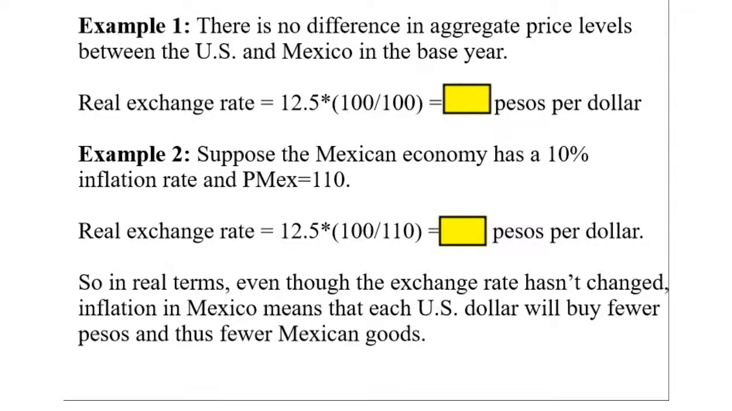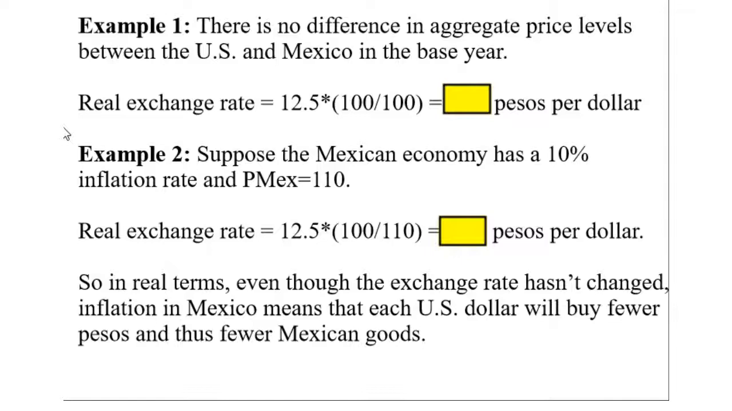Let's look at how these exchange rates work. In the first example, we're going to assume that there is no difference in the aggregate price levels. If you remember the base year concept, the base year is the year that we're comparing all other price changes to. And the price level in the base year is always 100. So remember, if the next year is 107, that means we have a 7% inflation rate. It went up 7% from 100. If the price level of the next year is 82, then we had an 18% deflation rate. It went down 18 from the base year.